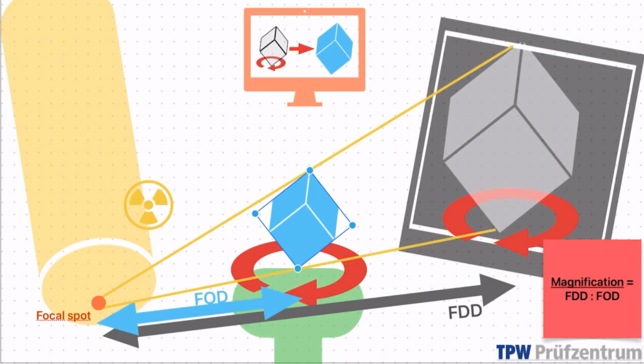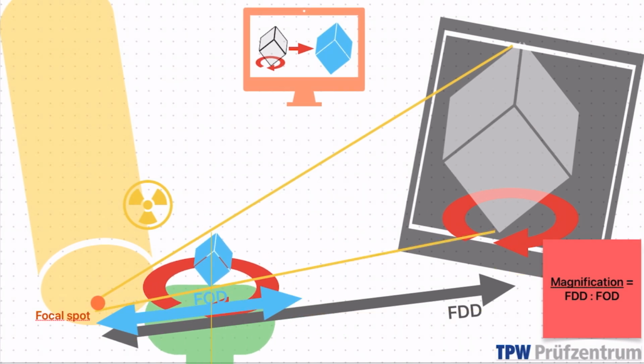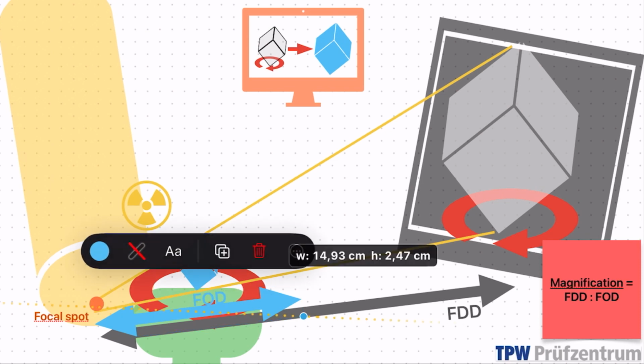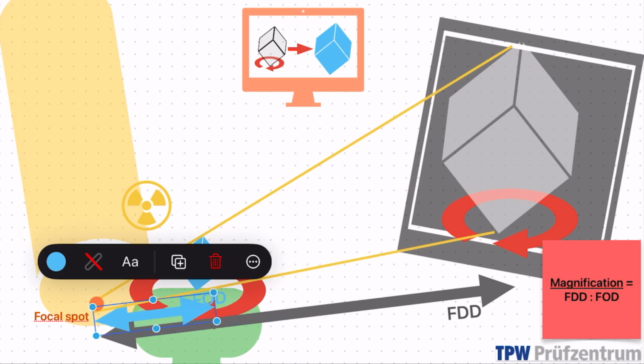So now let's consider the same case for the small sample that is being positioned very close to the X-ray source and consequently projected onto the detector with a very high magnification.